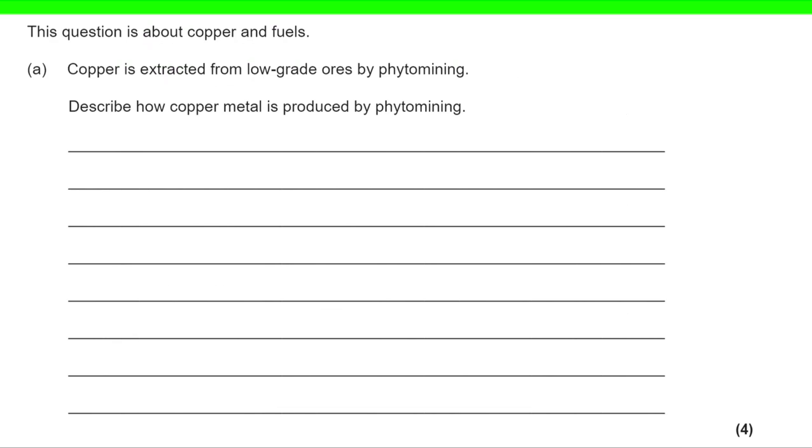The question is about copper and fuels. Copper is extracted from low-grade ores by phytomining. Describe how this is done. You have got to learn this method step by step because, as you can see, it's a lot of marks for having that recall. So the first thing we do is grow plants on the low-grade ore.